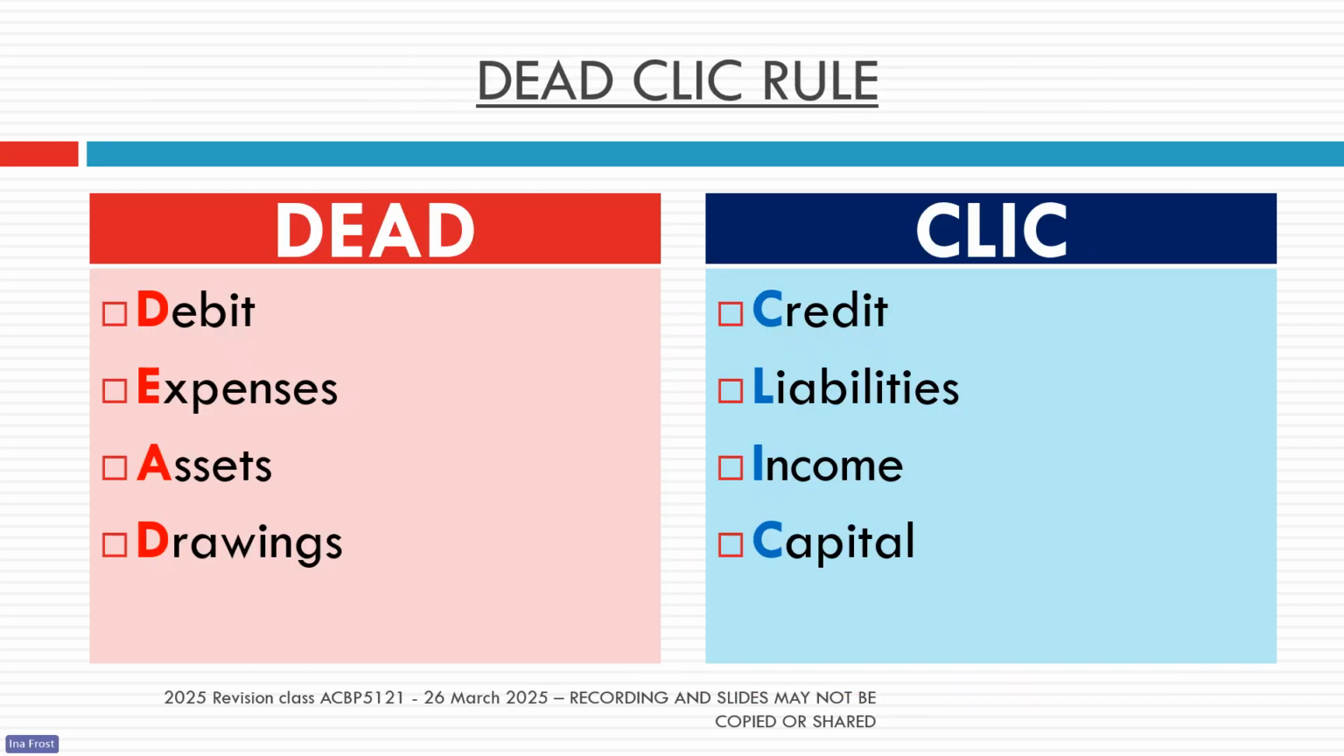Okay, so for opening balances, again, you're going to use your debit-credit rules. For expenses, assets, and drawings, the opening balance and the increase always sit on the same side. And with liabilities, income, and capital, the opening balance and the increase will be on the credit side. So opening balances and increases always sit on the same side.